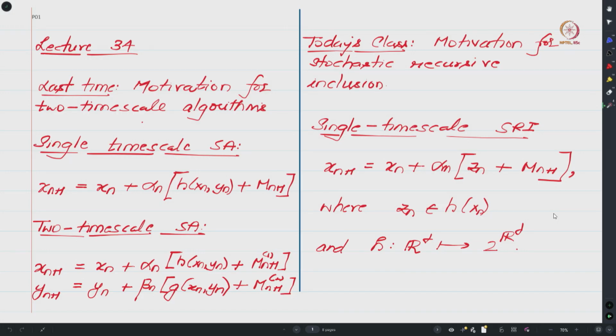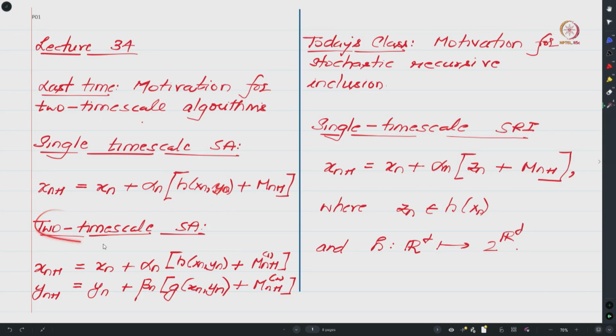So in particular, in the previous two classes we set the stage that motivated the use of 2 time scale stochastic approximation algorithms. So just to give you a quick recap, recall that a single time scale stochastic approximation algorithm is an update rule of the form xn plus 1 equals xn plus alpha n times h of xn plus mn plus 1, right. So you have one variable which you are updating using one step size sequence. So such algorithms are referred to as single time scale stochastic approximation.